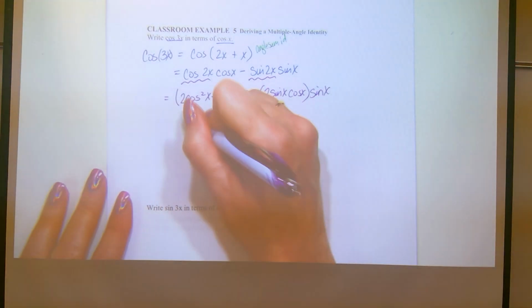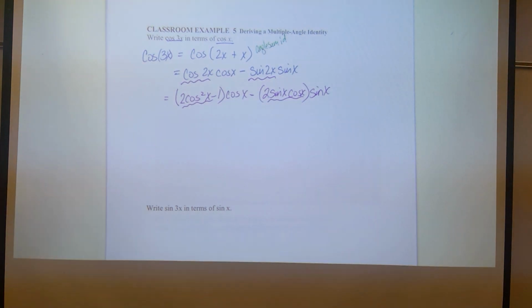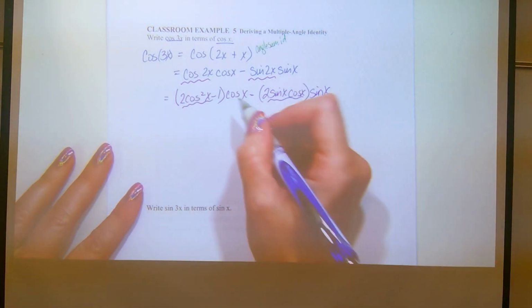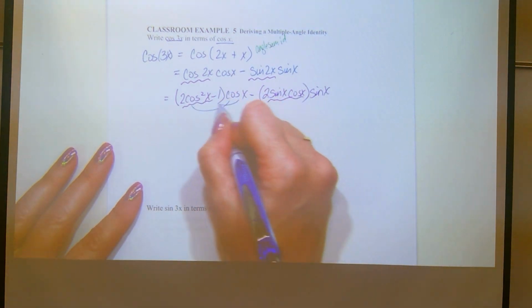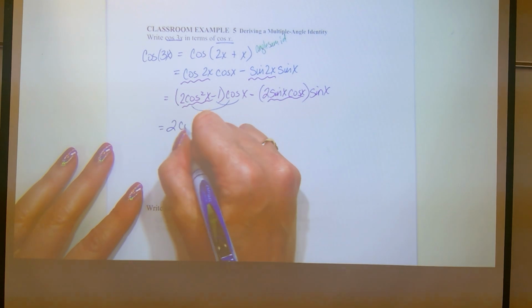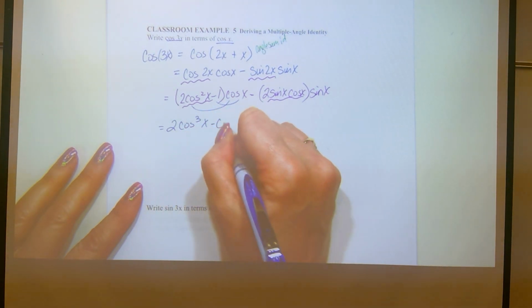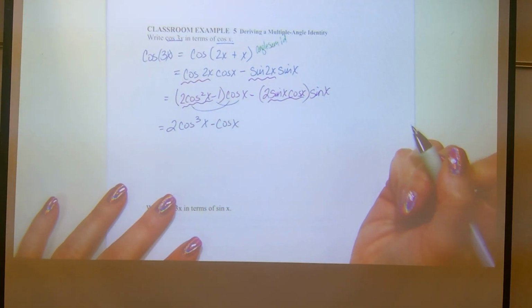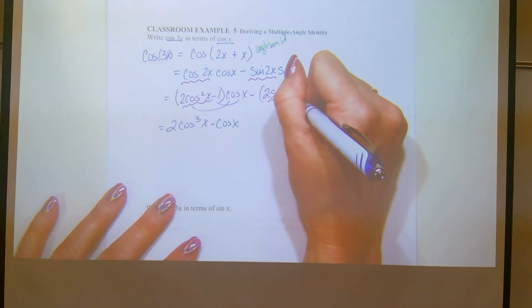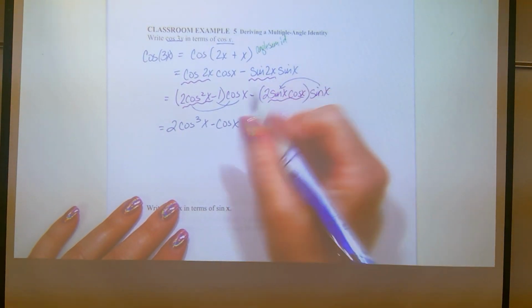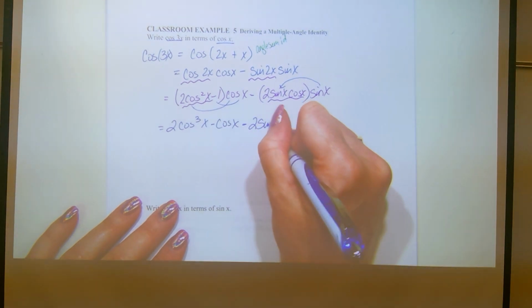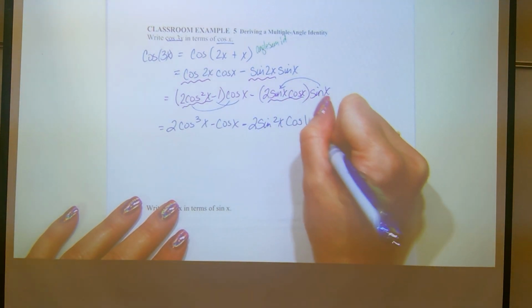So I did my substitutions right there. I got those double angle arguments out. Now the only argument is x. That's good. That's progress. Let's do some algebraic cleaning things up by distributing. I'm going to distribute this cosine x right here. So I have 2 cosine cube x minus cosine x. I'm going to multiply in this sine x, and remember this is negative here. So I have minus 2 sine square x cosine x.